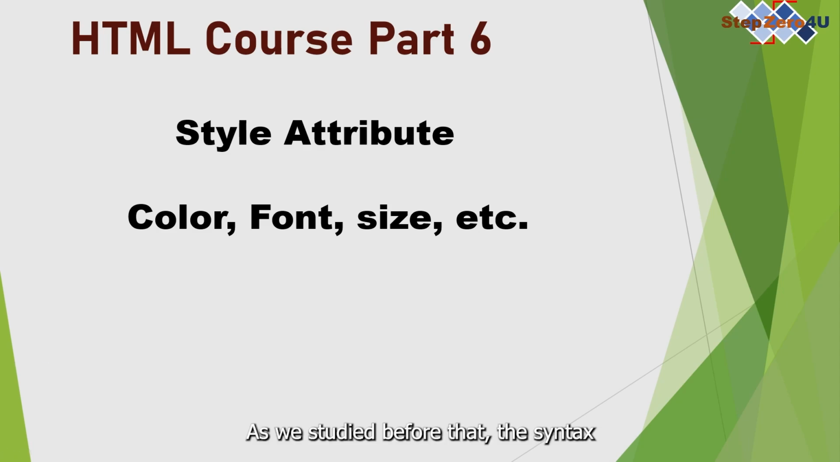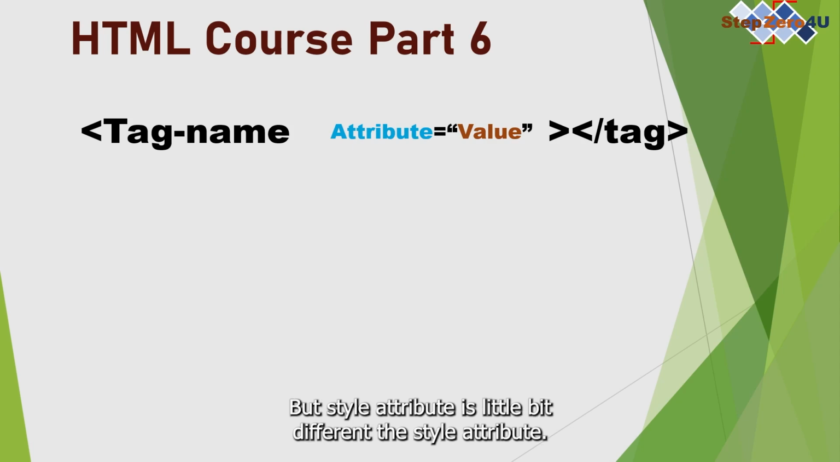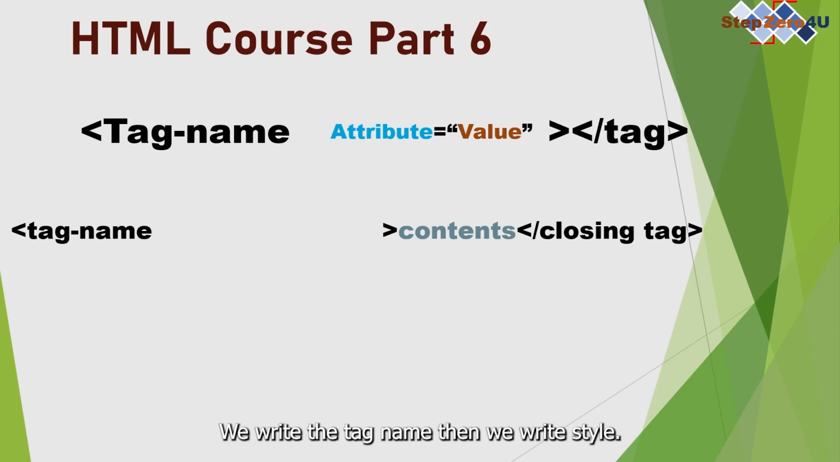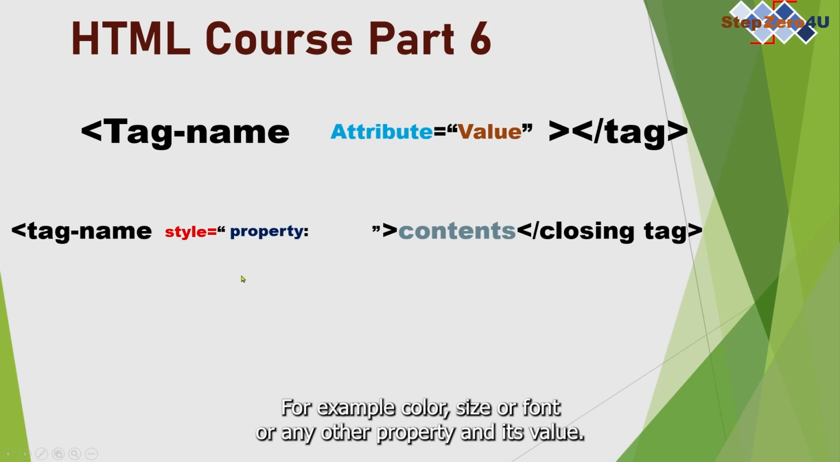As we studied before, the syntax for an attribute is tag name, attribute and value. But the style attribute is a little bit different. For the style attribute, we write a tag name, then we write style. Within the double quotes, we write a property, for example color, size or font, or any other property, and its value.